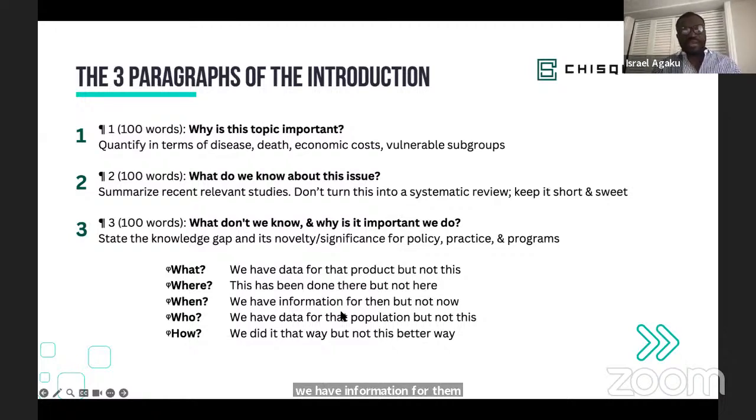Then who, we have data for that population, but not this. And then the issue of how, we did it that way, but not this better way. So those are examples of how you can address the gap with the interrogative pronouns.